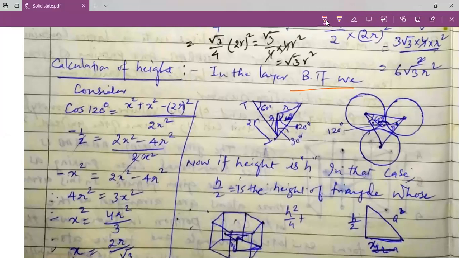These are the R's, or this length we can call R. So this length is your R, my dear students. This is R, this length is R, this length is R, and this length is 2R. This is also R, so this length is going to be 2R. So in this triangle, if you look, this angle is 60, this angle is 30, this angle is 30, and this angle is 120 degree.